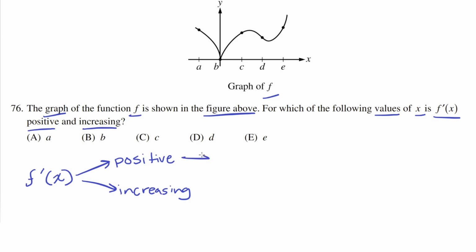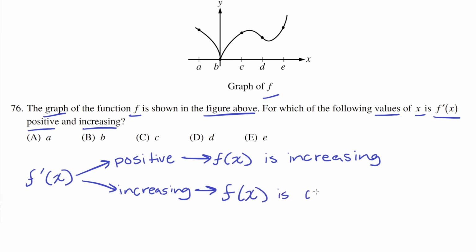Well, we know when the first derivative of a function is positive, that means that the graph of f of x is increasing. And we know that when the first derivative of a function is increasing, that means that f double prime of x is positive, which means that the original f of x function is concave up.